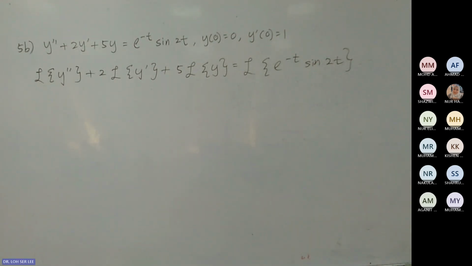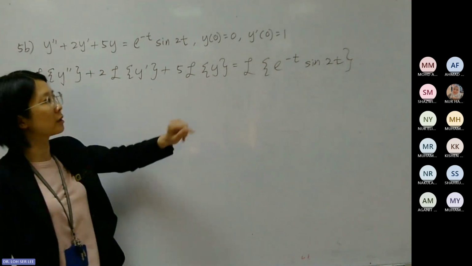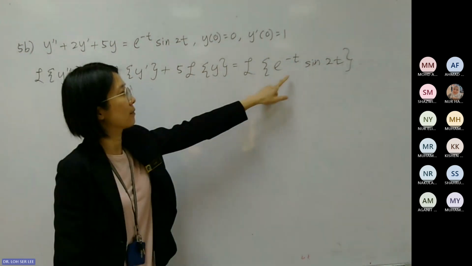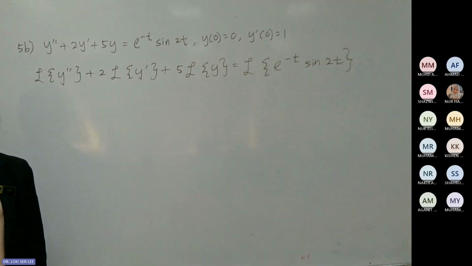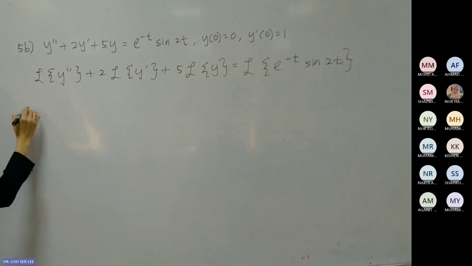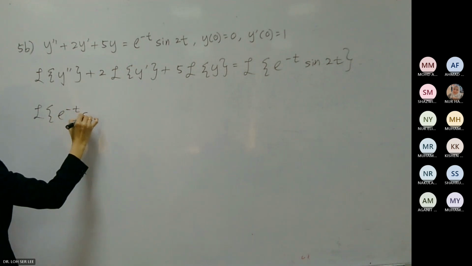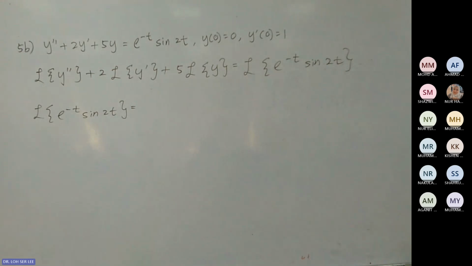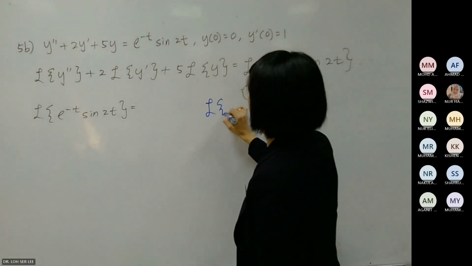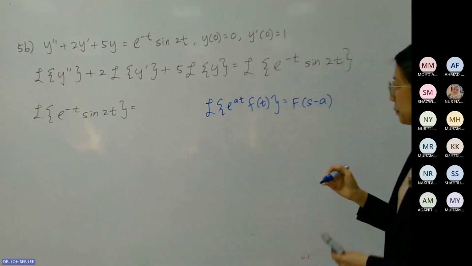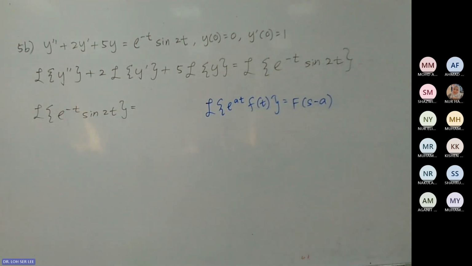I think the left-hand side shouldn't be a problem. Right-hand side: how do you Laplace transform the right-hand side function? First translation. We solve this one first. For the first translation, the formula is the Laplace of e^(at) f(t) equals F(s minus a). Meaning that you have to identify your a and f(t).